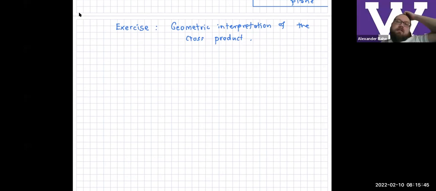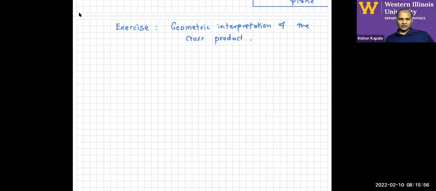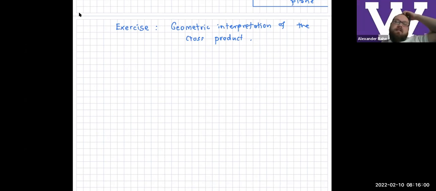All right. So K is in the plane, right? And N is perpendicular to it. So the cross product has to be perpendicular to both of those, right? So in order for that to occur, it also has to be in the plane. Okay.